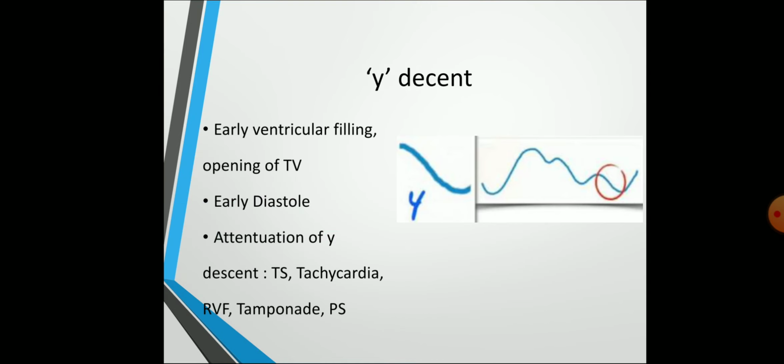Now coming to the Y descent. The Y descent is due to early ventricular filling, and it is seen in early diastole. As I told earlier, in constrictive pericarditis there is an increased Y descent and an increased X descent, unlike in tamponade where there is only an increased X descent and a diminished Y descent. Attenuation of the Y descent is seen in tamponade, right ventricular failure, and tricuspid stenosis.